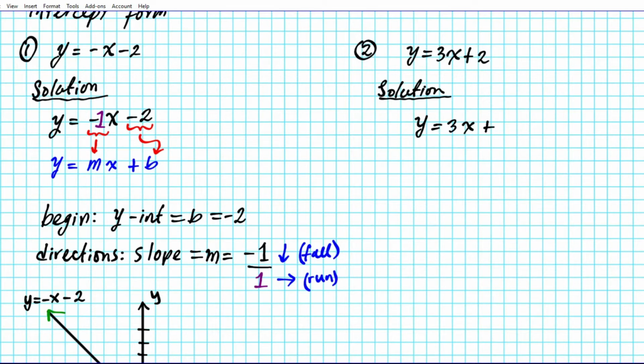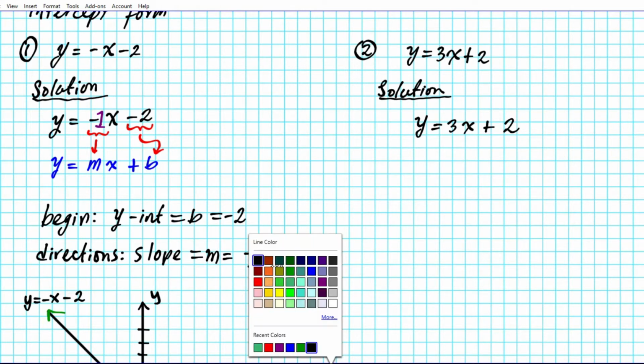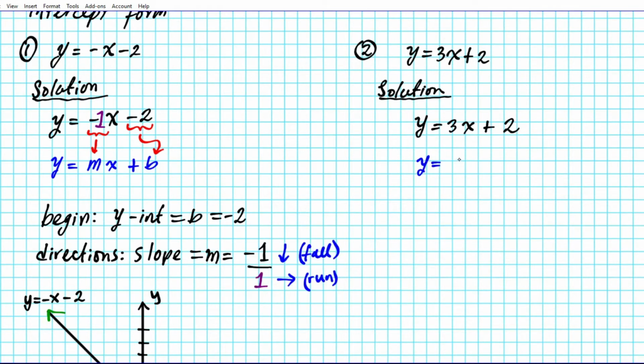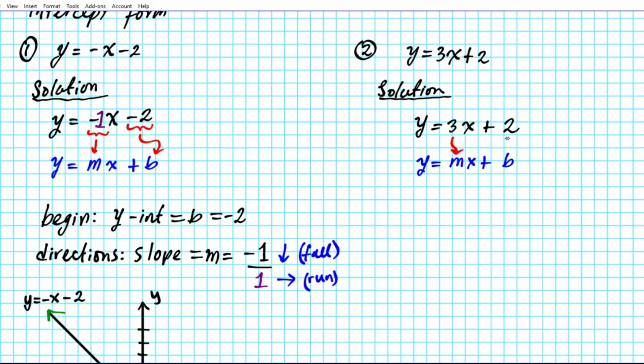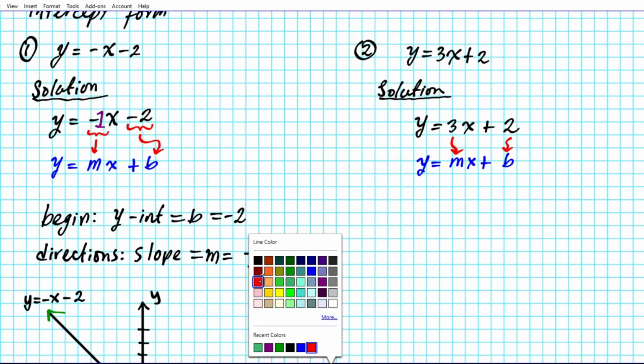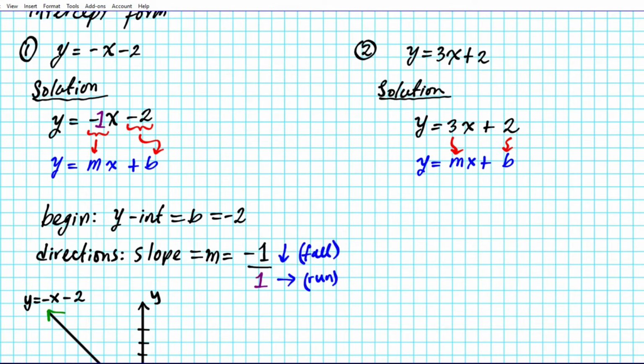Now we need the slope or directions and the y-intercept b or the beginning. Let's go ahead and write down the formula that's going to guide us in determining those values. Y is equal to mx plus b. We can see what m and b are. M is clearly 3 and b is 2. Alright, so we know where to begin and we know the directions that will take us to the second point.